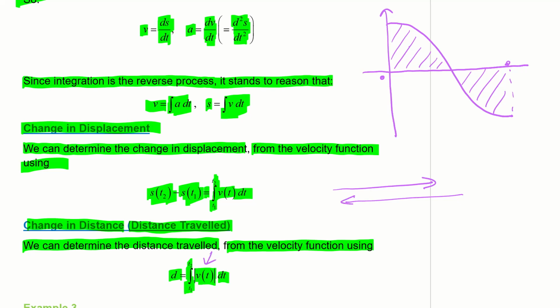If you take the modulus, what happens is the part of the curve that is below the axis would reflect upwards, and you won't get this bit. So then your total area is all positive, and that's how you get the distance.